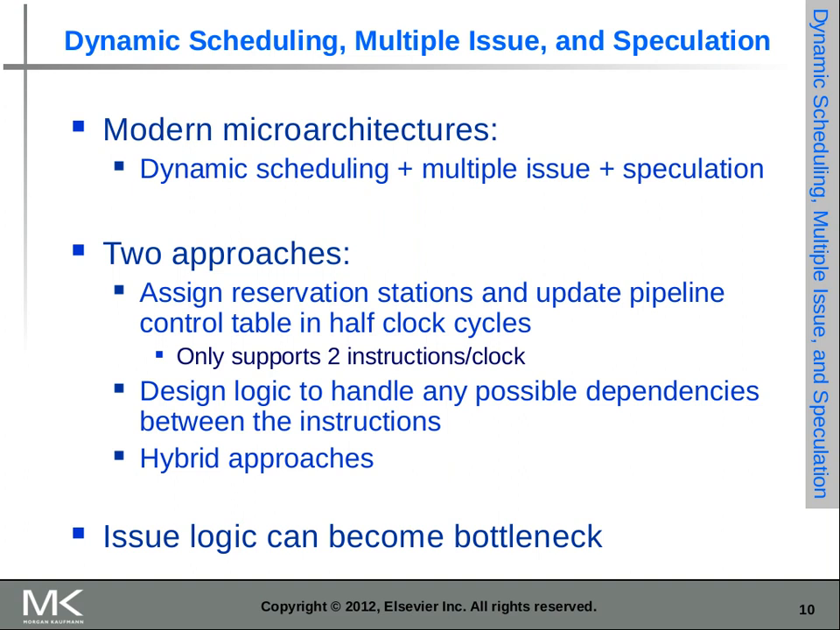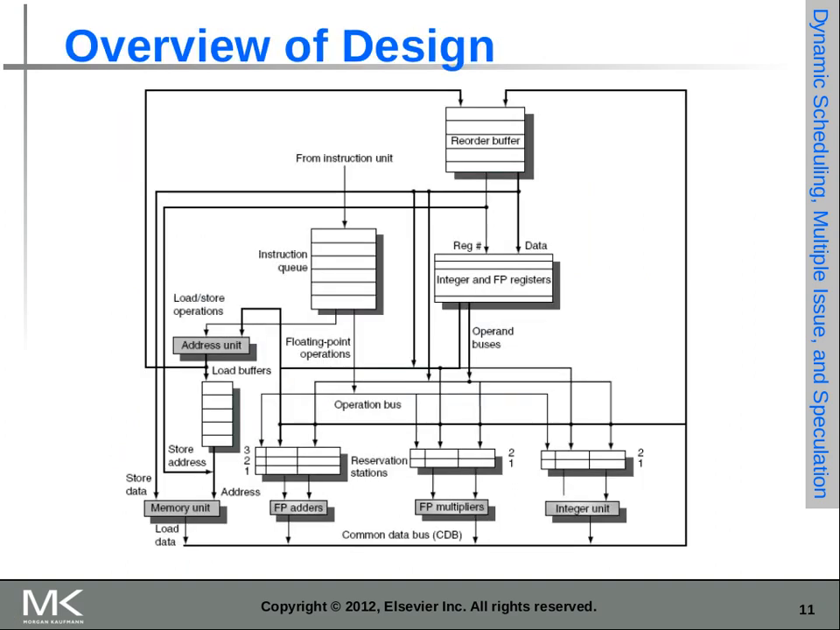Okay, dynamic scheduling, multi-issue, and speculation. Most modern chips do all 3. 2 approaches. Well, I love how there's 2 and there's 3 dots. That's great. But really, it's 2 of them and then hybrid. First one, which is what we just talked about, assign reservation stations, update pipeline and control, in half clock cycles. Can support 2 instructions per clock. Or you could design a ton of logic and try and get all the dependencies, which turns out to be gross. Issue logic can become the bottleneck because you have to figure out how you can issue as many instructions at once.